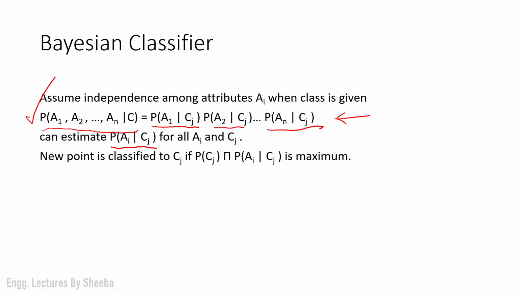We can estimate the probability of Ai given Cj for all Ai and Cj. So this point is classified to that particular class if this value is maximum. This is the original class probability and this is the conditional one. When you take the product of these two, whichever class gives the maximum value for this product, that is the classification we will be choosing. I will explain this with an example so that you can clearly understand how it has been done.